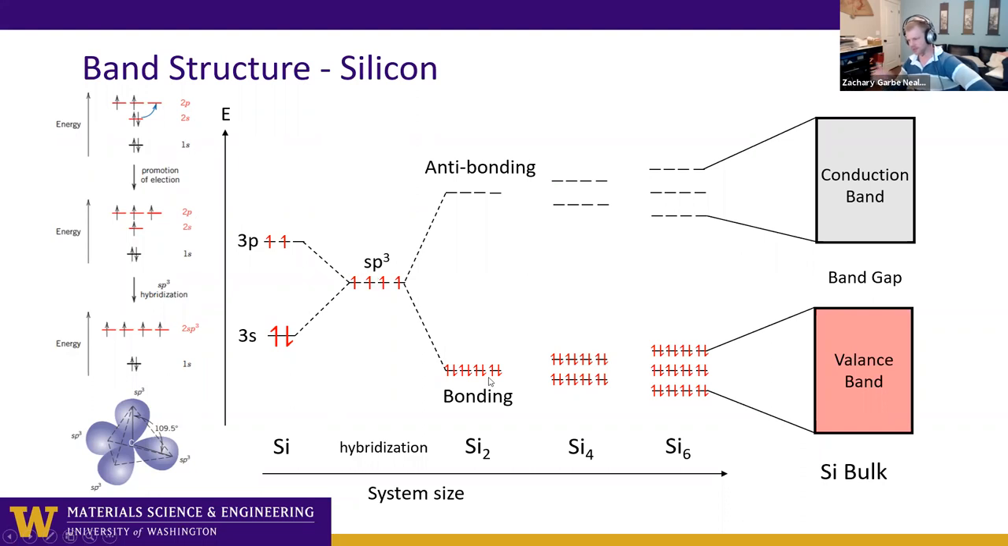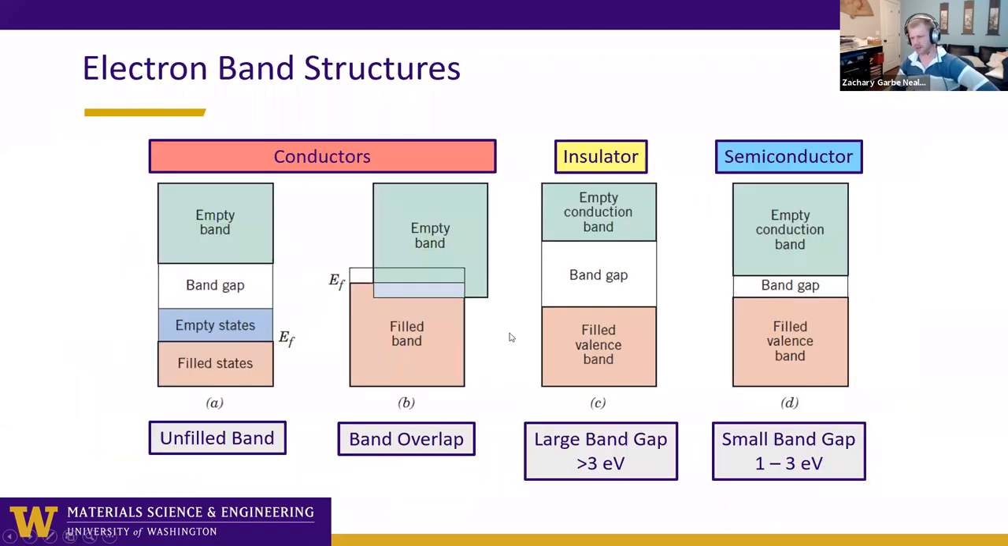This is called molecular orbital theory, but you don't need to know that for this class. But eventually, when we start talking about electronic properties, you will need to know a bit about the band structure. Like I said, the different band structures can tell you information on its electronic properties, whether it's an unfilled band or it has a band overlap.